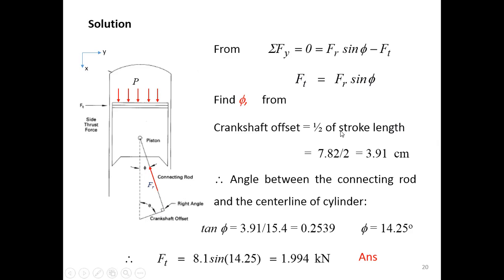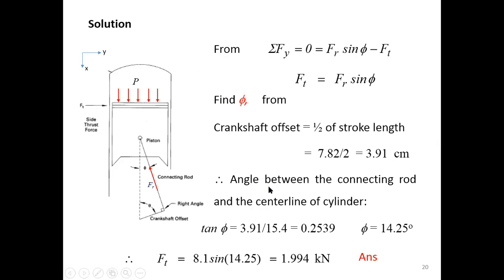So the stroke length is what? 7.82 divided by 2, so it's equal to 3.91, the crankshaft offset here. So this is 3.91 and this is the stroke length here, right?